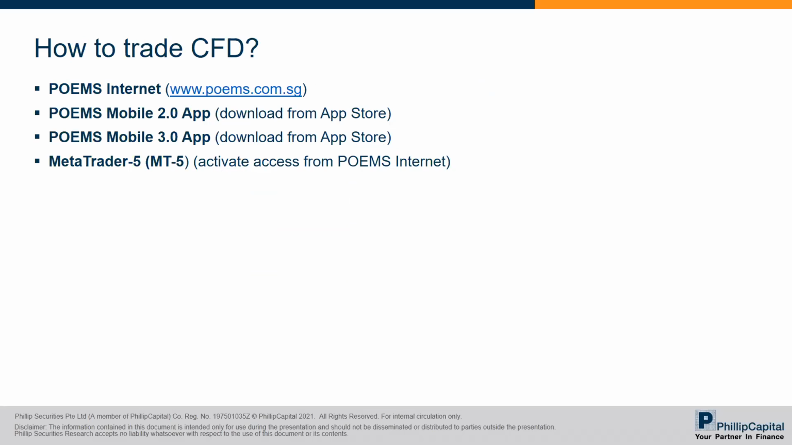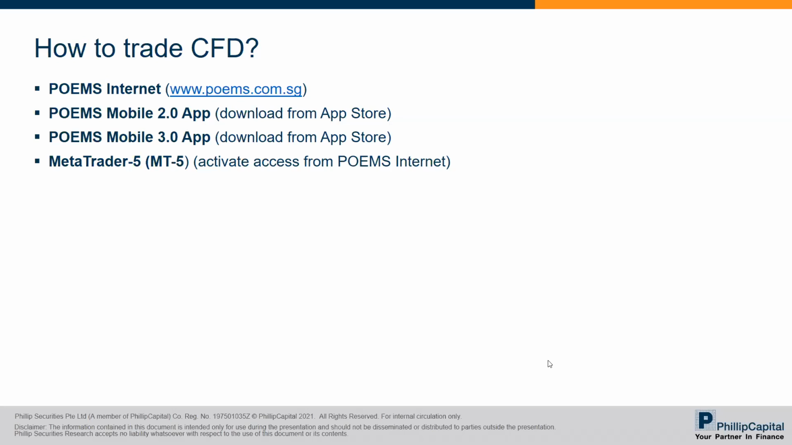Okay, so how do you trade CFD? Currently we offer CFD trading across various platforms, including POEMS Internet. If you're using a computer or laptop, you can log into your POEMS account and trade CFD there if you have a CFD account activated. You can also trade CFD using our mobile app, so you can trade CFD on the go, whether you're traveling or you're outside for lunch, and you wish to monitor prices, you can log into your mobile app to check, monitor and trade.